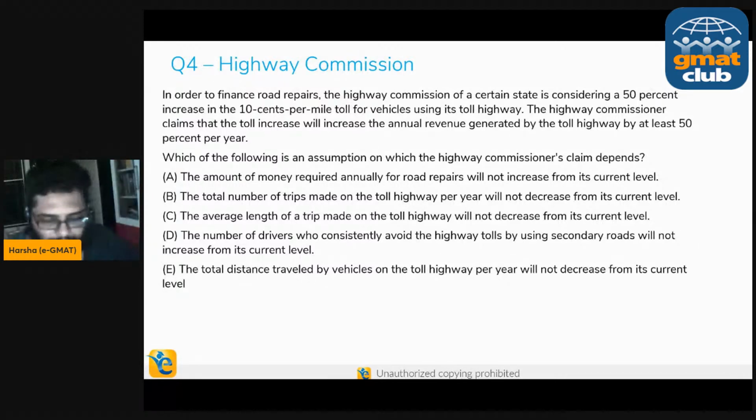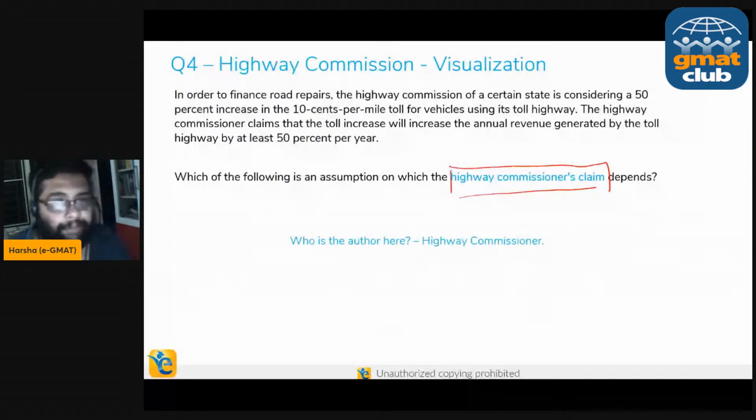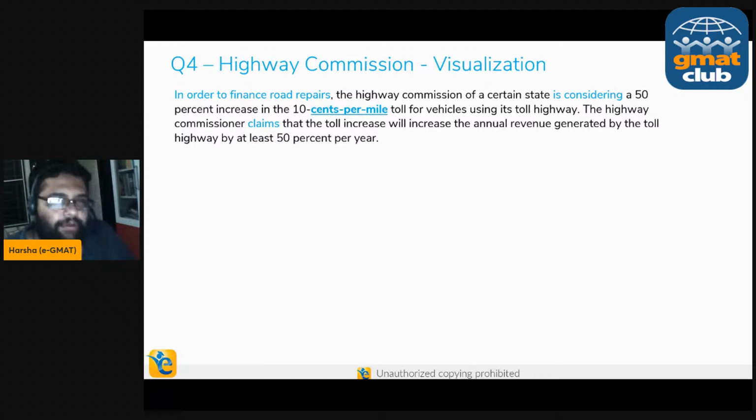Okay, so what's happening in this question? The first thing is you have to realize here when you say author, it's the highway commissioner. We are asked to find an assumption behind the highway commissioner's claim. So my author for all practical purposes here is the highway commissioner. That's point number one. Now, very important to yet again understand what's happening here. What's given? In order to finance road repairs. So with the objective of financing road repairs.